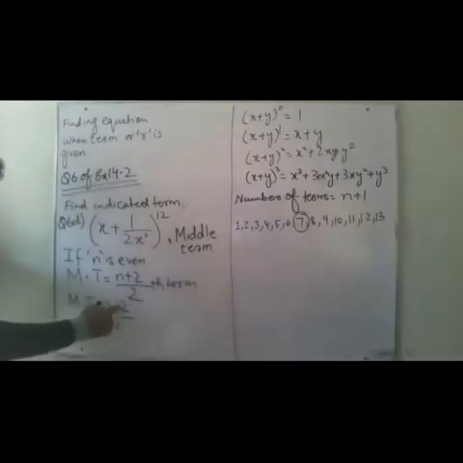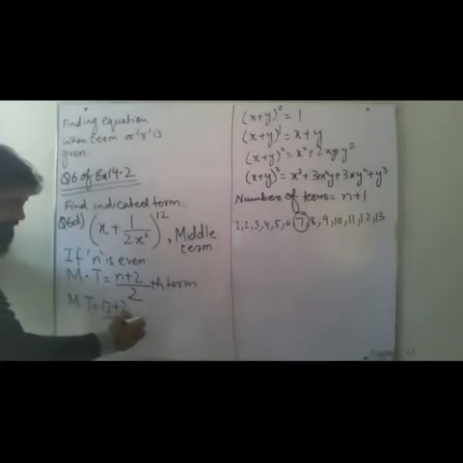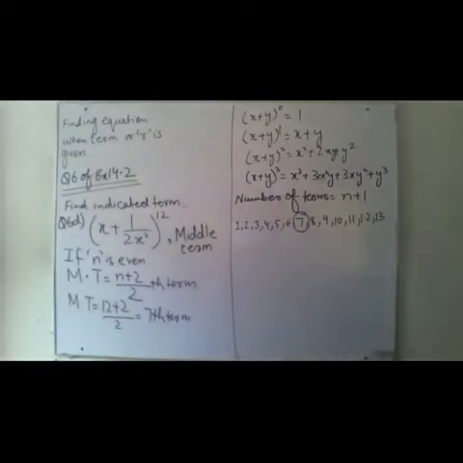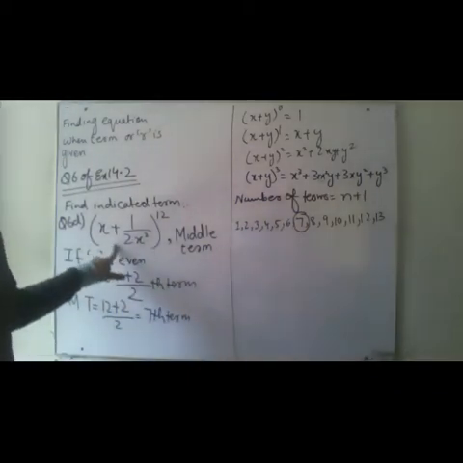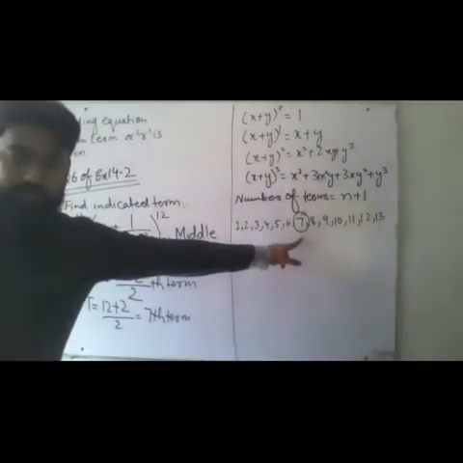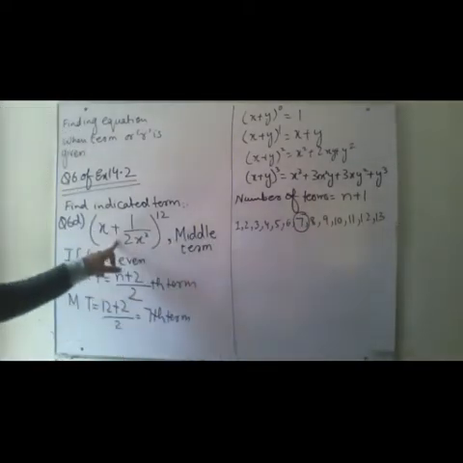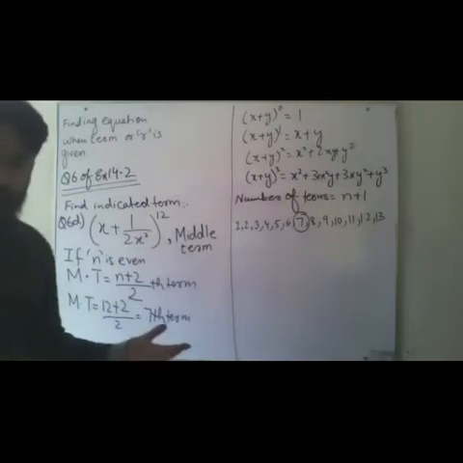So 12 plus 2 is 14. 14 divided by 2 is 7. So it means your seventh term is the middle term in this expansion. I've already shown it over here also. Okay. So if I find the seventh term of this expansion, I will have my middle term.